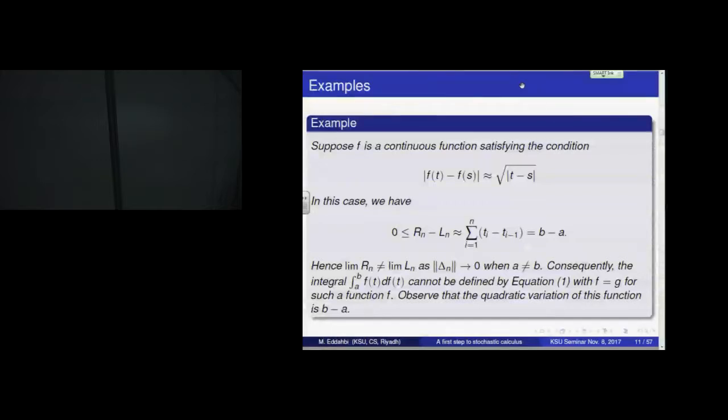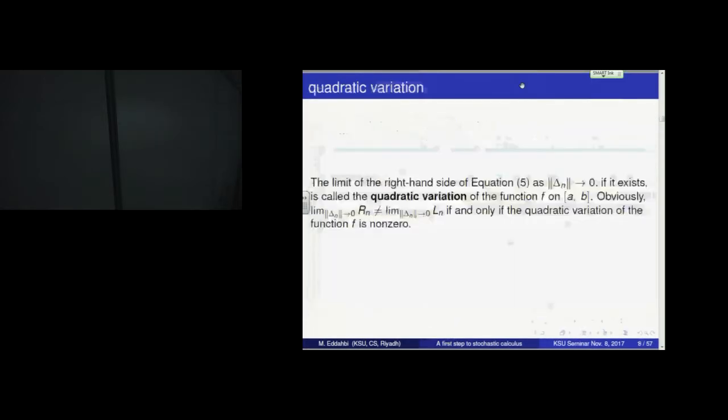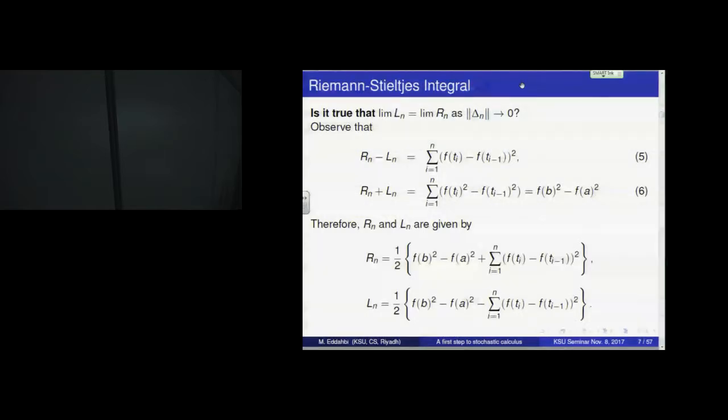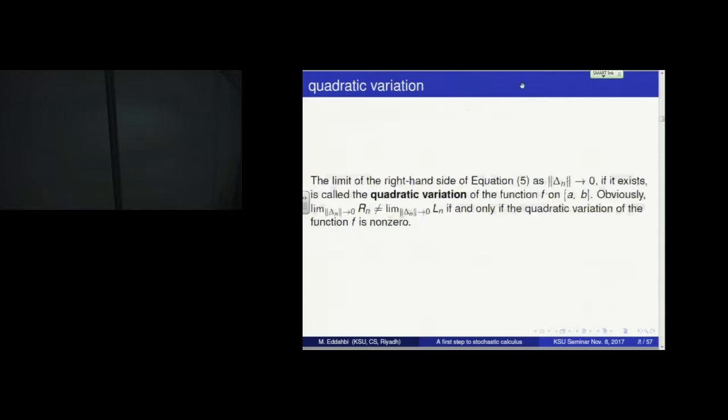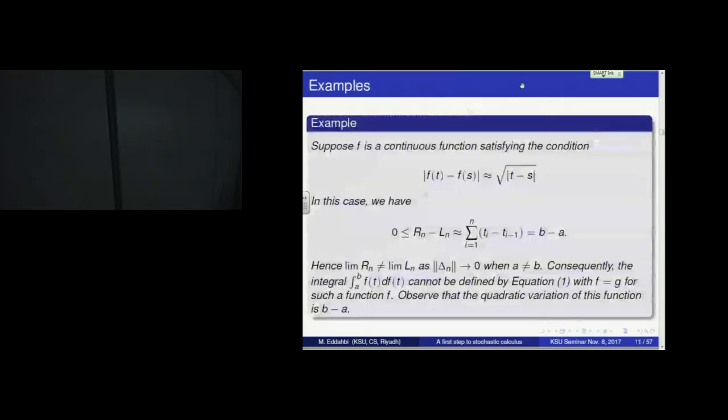And now the question is, suppose that we have a continuous function satisfying this condition, of order 1/2, okay? In this case, we see that the difference here is equivalent to this summation, which is exactly b minus a. If we go back to the difference here, this one, which is the quadratic variation, now we have here the square, right? So we suppose that it is of order 1/2. So this is equivalent to ti minus tj. If you take the summation, you will get b minus a, right? Okay. So in this case, the limits are different.